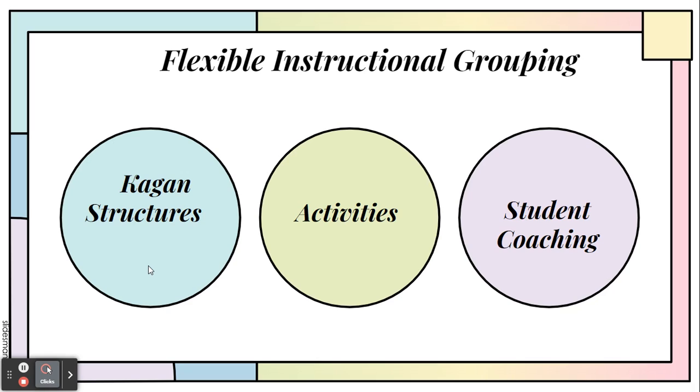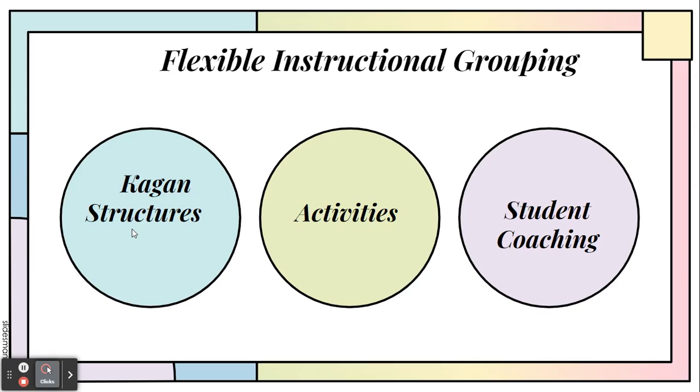For example, I will pair up a high with a high medium, or I can also pair up a low medium with a low. You can pair them up in a group of four, or you can pair them up in a group of two. So that's for Kagan structures, and that's how I use it in my classroom. I go ahead and I just pair them up.